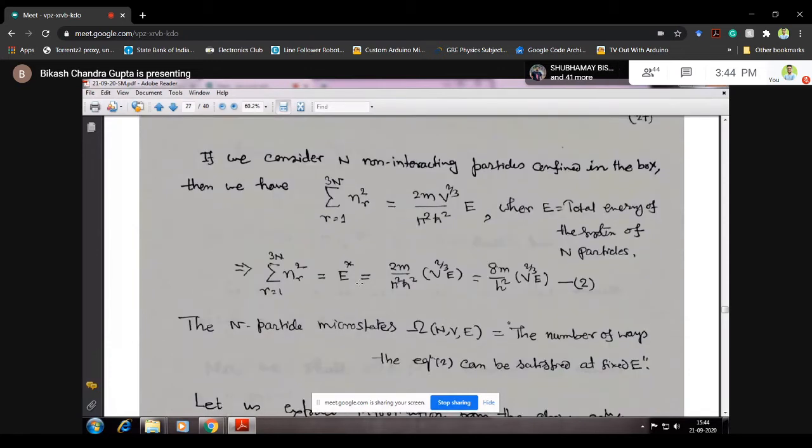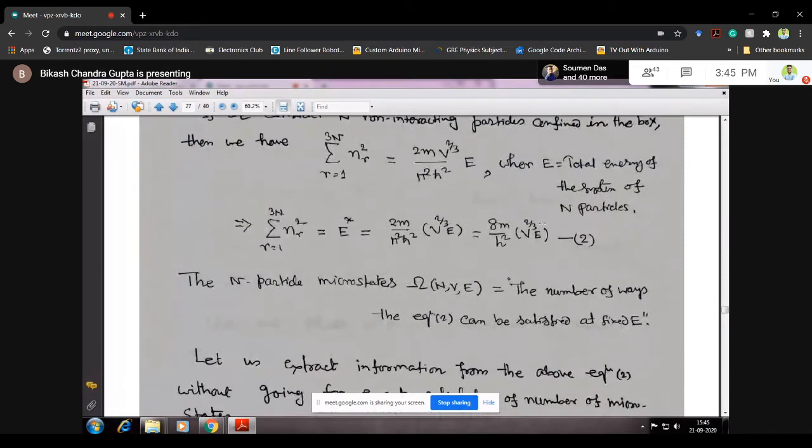And I have rewritten here that r equals 1 to 3n, nr square equals E star, and this E star is basically this one, and you can rearrange it like cut square. You get rid of this twice pi, and you can just rewrite in this form. Now that is not the whole point. The point is that you have got a hypersphere of some radius depending on the energy. Yes, it is very important. The radius will depend on the total energy of the system.